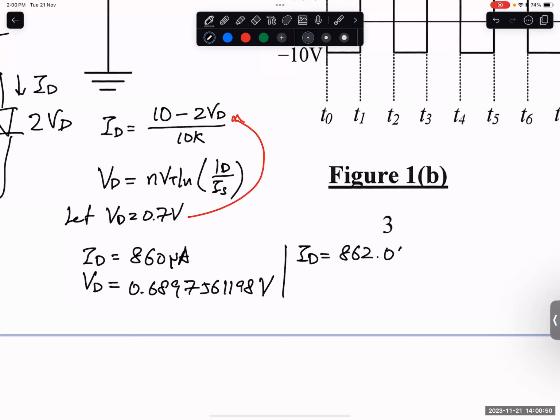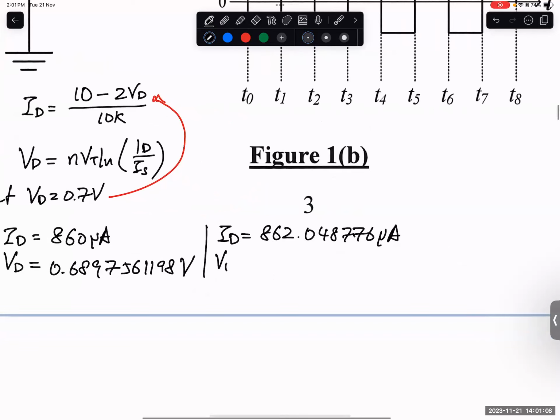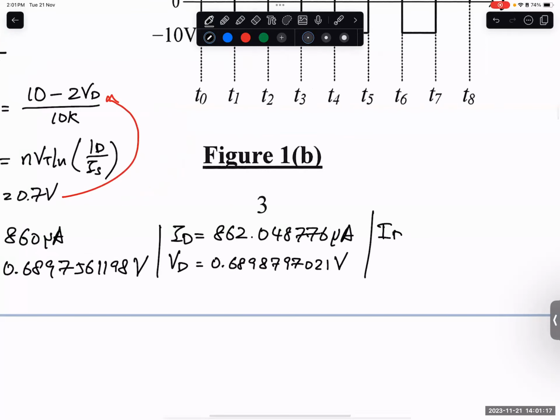It doesn't matter whichever you choose for the 1 or 2, usually, because they're in the same line. It's just 2 points. You just reverse the 2 points, you still get the same gradient. NVT ln ID divided by IS, then answer. So your VD equals 0.689879702 volts.